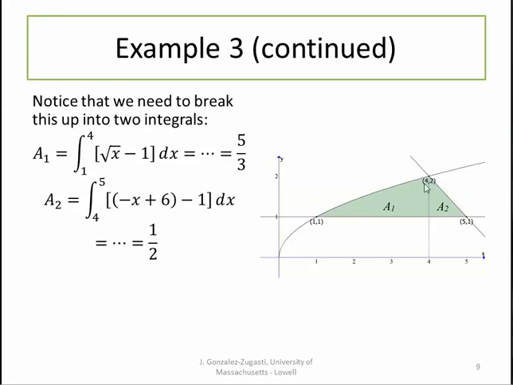Our second area is the area that runs from x equals 4 to x equals 5. So those are our limits of integration. And then our top function is negative x plus 6, and then we subtract off our bottom function, which is the curve y equals 1. When you evaluate this integral, you'll get that it's equal to 1/2. So that means our total area is the sum of these two areas, and that gives us 13/6.